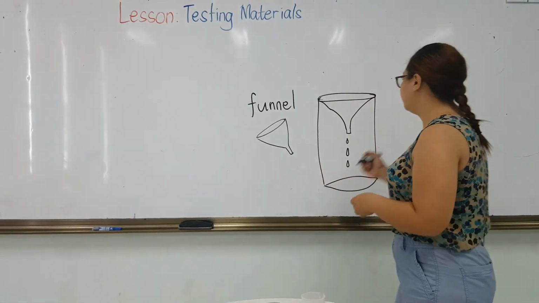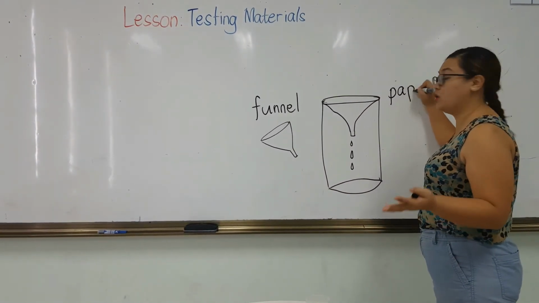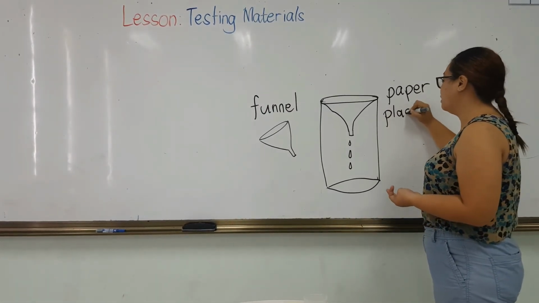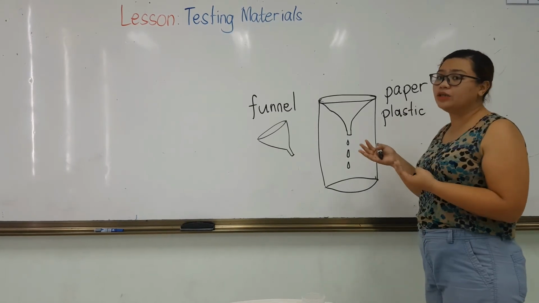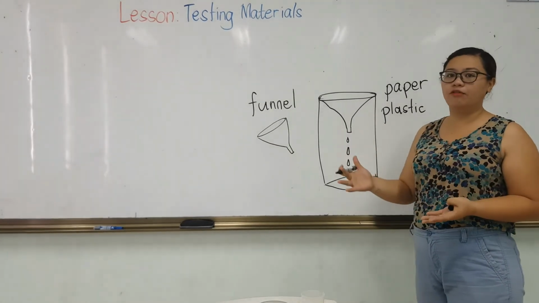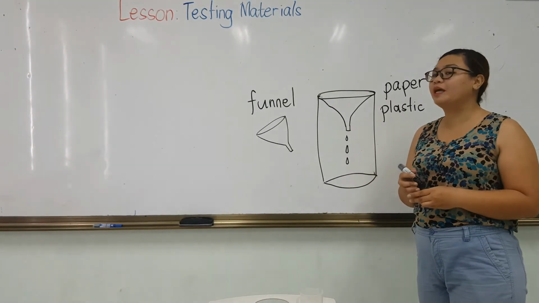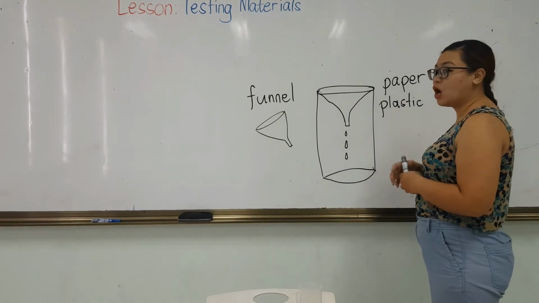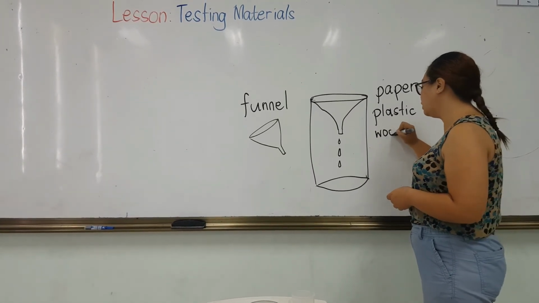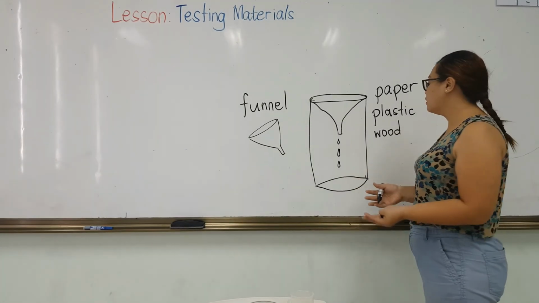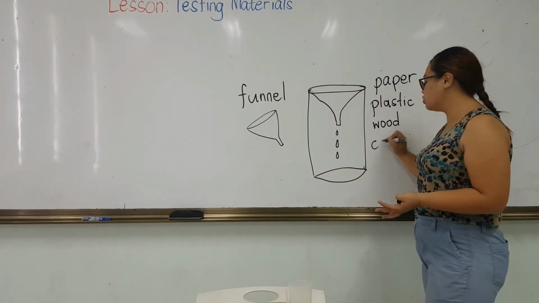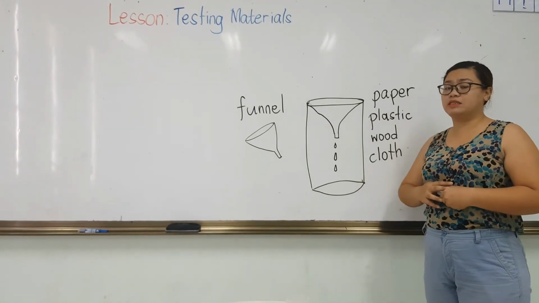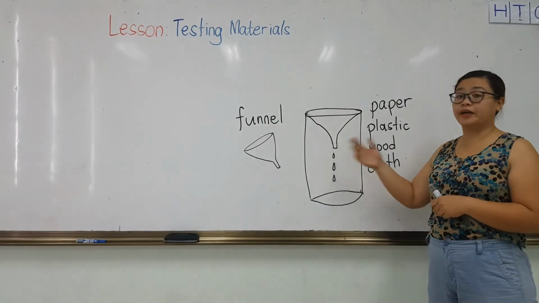You can try it with paper. I'm sure you have paper at home. You can try it with plastic, any type of plastic. You can use a plastic bag. You can use plastic cover. You can use tape. Tape is made of plastic. And let's have one more. Wood. If you have any piece of wood, you can try that. Or if you don't have wood, try cloth. Alright? So these are the materials that you could use in your experiment.